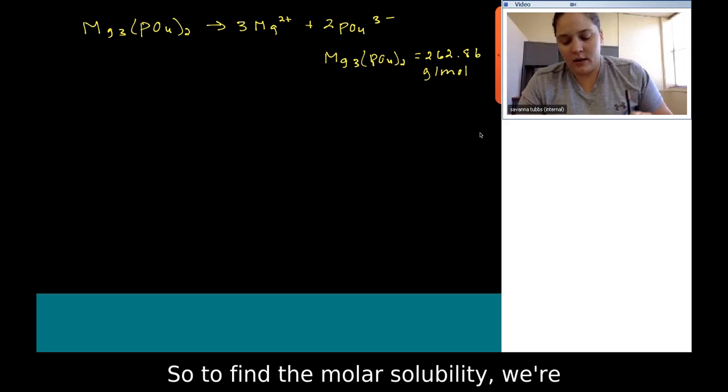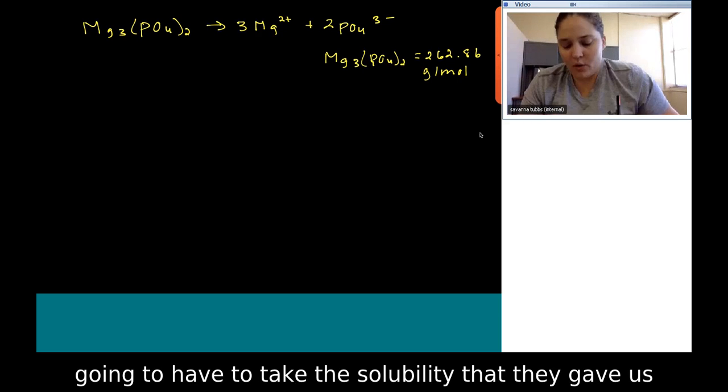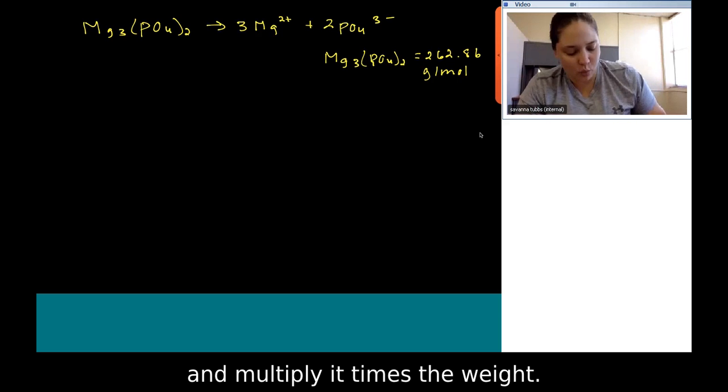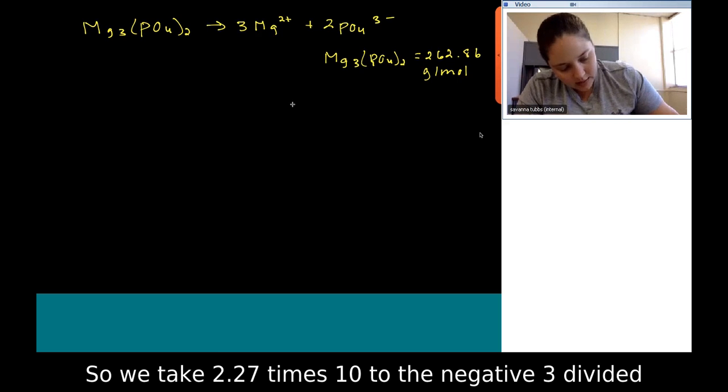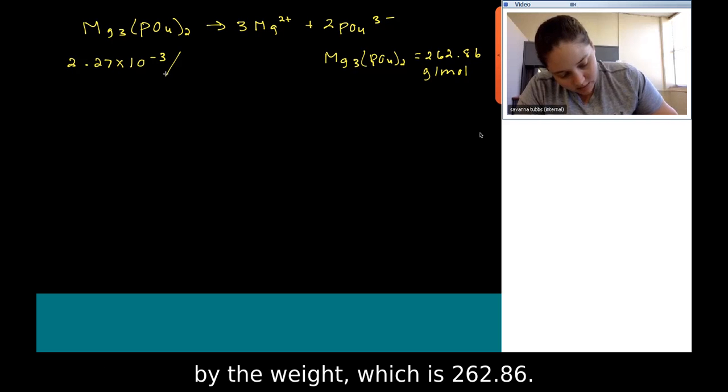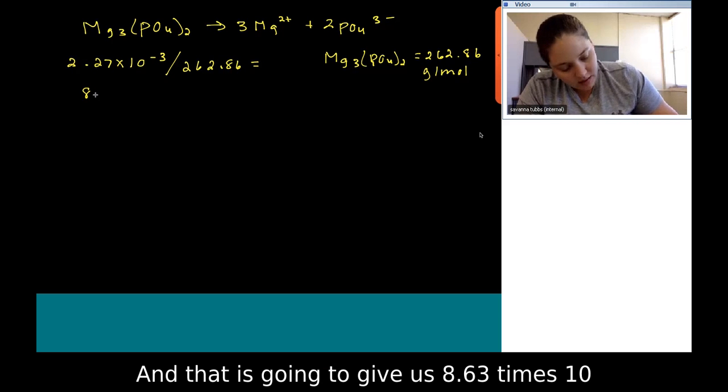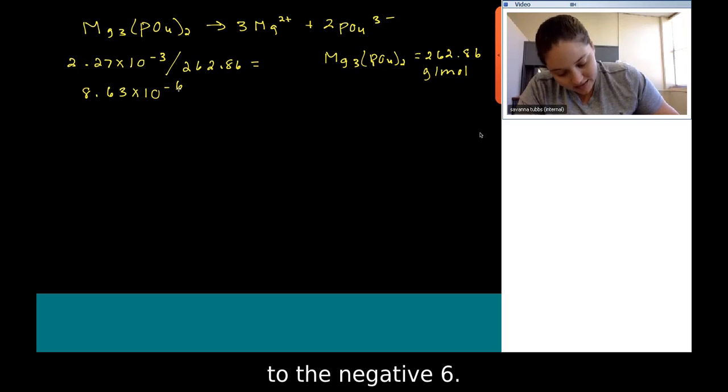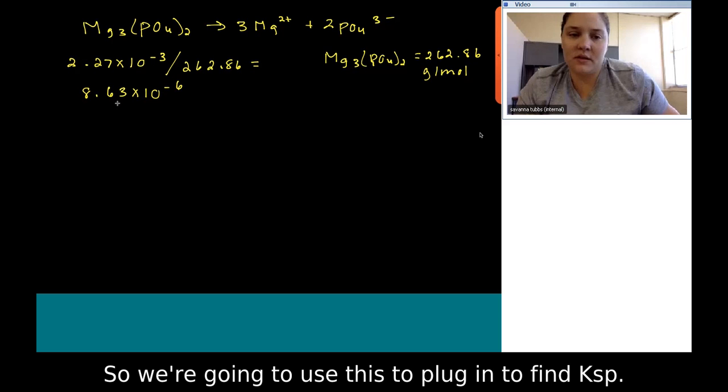So to find the molar solubility, we're going to have to take the solubility that they gave us and divide it by the weight. So we take 2.27 times 10 to the negative 3 divided by the weight, which is 262.86, and that is going to give us 8.63 times 10 to the negative 6. So we're going to use this to plug in to find KSP.